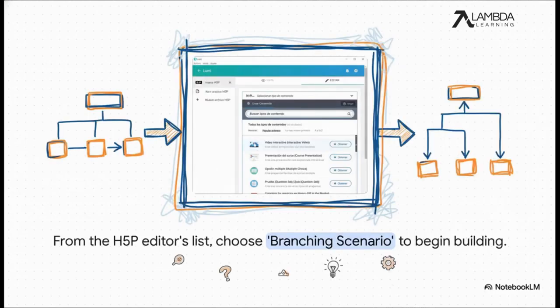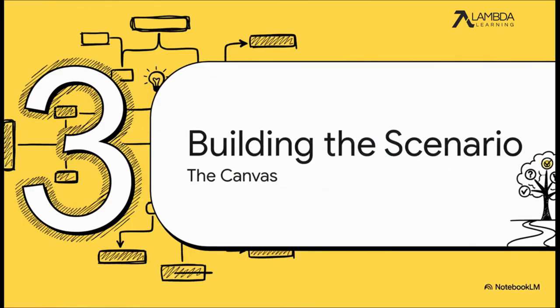Okay, once you've added that, you'll be inside the H5P editor. You're going to see a big list of all the different content types you can create. Just scroll down, find Branching Scenario, and select it. That's what launches the actual builder. And just like that, we're in. This is the H5P editor, our blank canvas, where all the magic is going to happen.